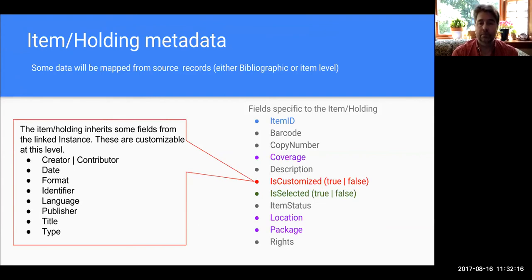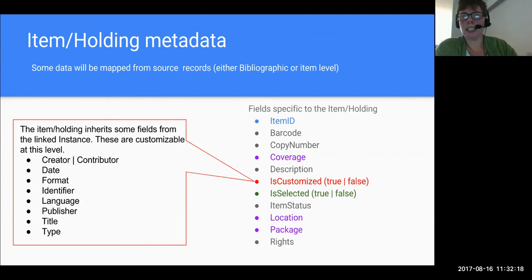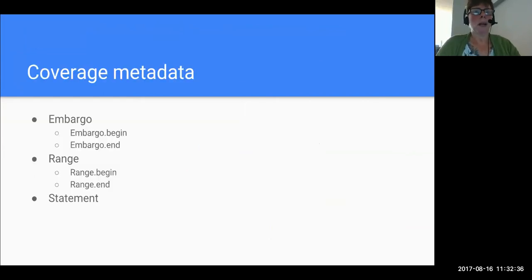Thanks. Then next is item status, which again would be used just to indicate the status of the item, surprisingly enough. So on order, checked out, those kind of things. Location, package, and then rights would also be associated with our item or holding metadata. Coverage metadata, this is pretty much just to indicate the library's holdings.